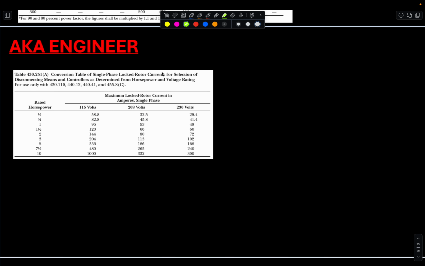Okay, here is the conversion table of a single phase locked rotor. This is kind of like a table right underneath, but just keep in mind that this is for a single phase locked rotor. So if you're given a problem wanting to know what the locked rotor is for that specific single phase motor, this is the table that you want to look at.